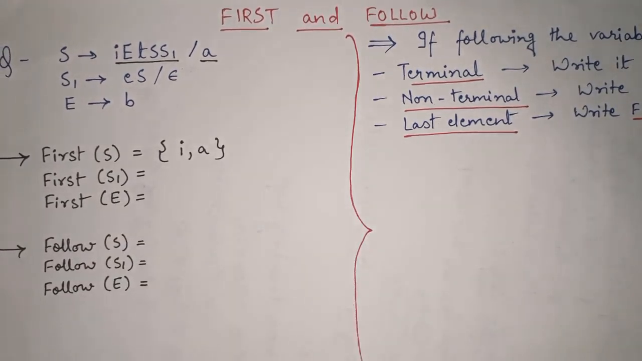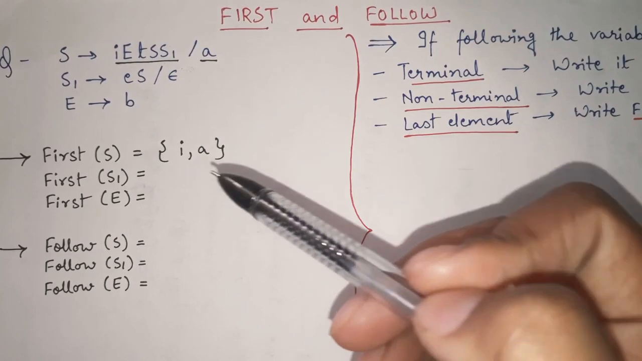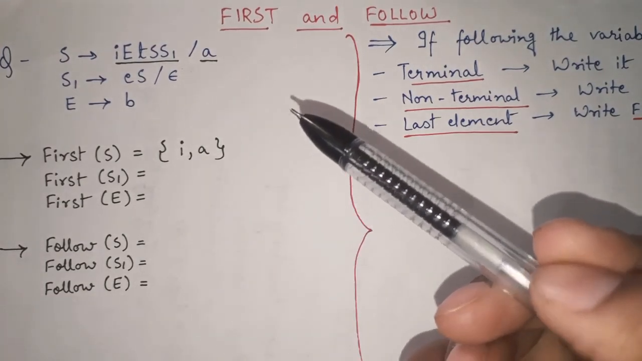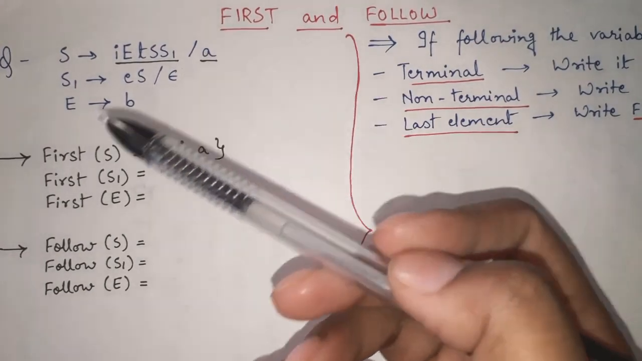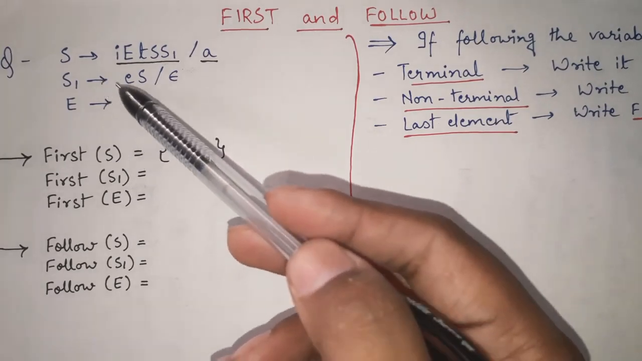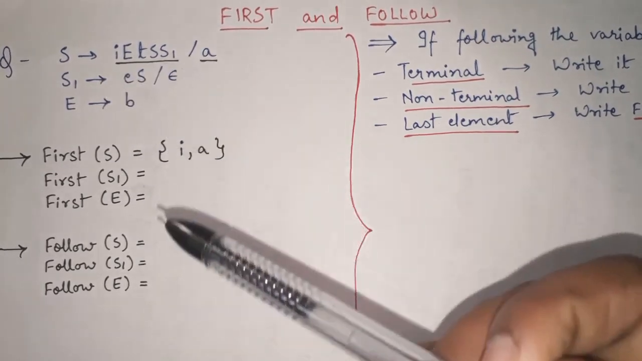Got it? So in the first, if we are having terminals, we will write the terminals as they are. If we will be having non-terminals, then again we will go to the production of those non-terminals and we will write down their first in this set.